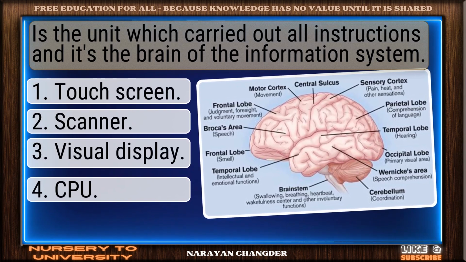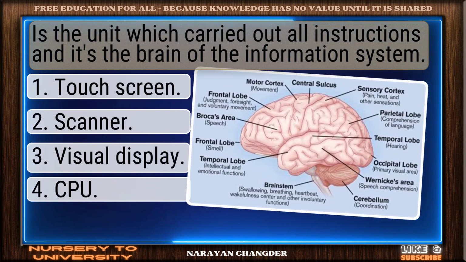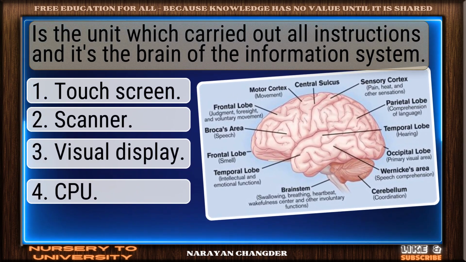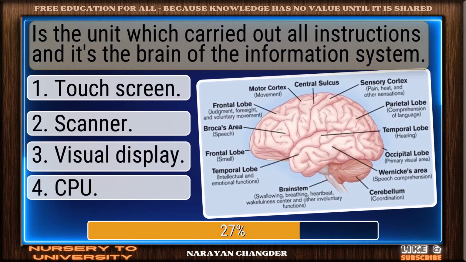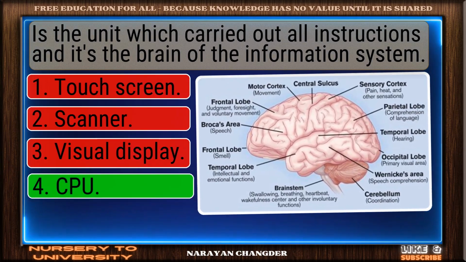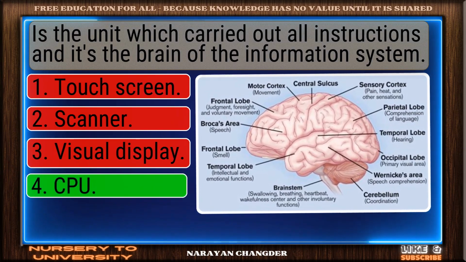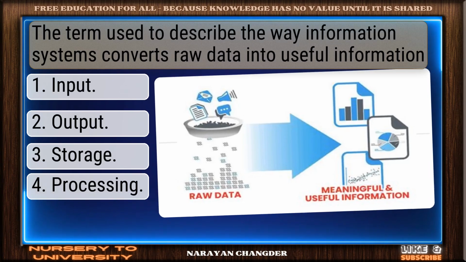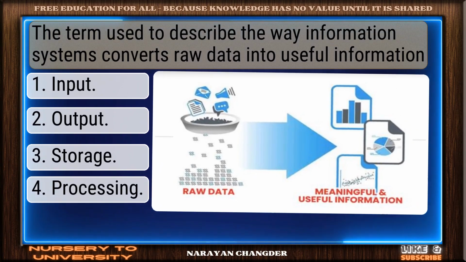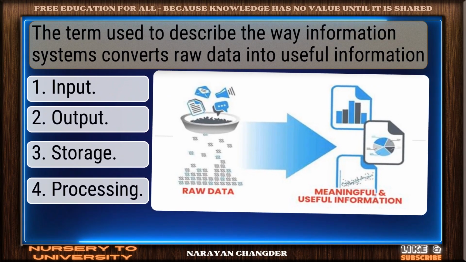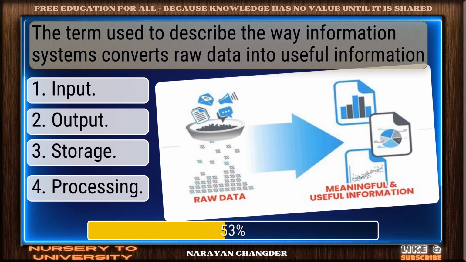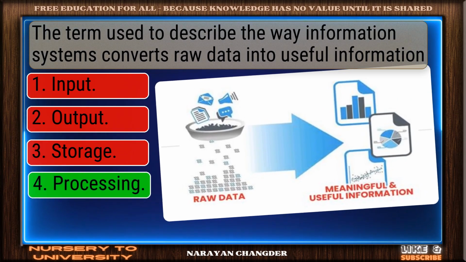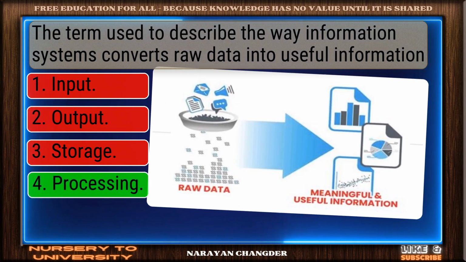Is the unit which carried out all instructions, and it's the brain of the information system. Nicely done. CPU is a solid answer. The term used to describe the way information systems converts raw data into useful information. You're right. Processing is the correct answer.